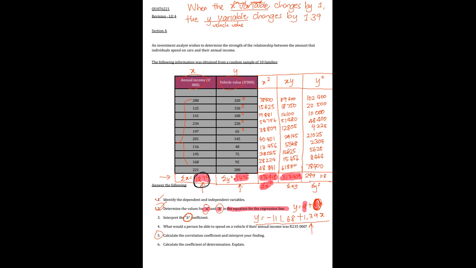So this is your interpretation of your B coefficient, and that's number 3 done here as well. Then for number 4, it says, what would a person be able to spend on a vehicle if their annual income was 235,000 Rand? So all you're going to do here is, in the formula that we have calculated, y is equal to 100 minus 111.68 plus 1.39x.